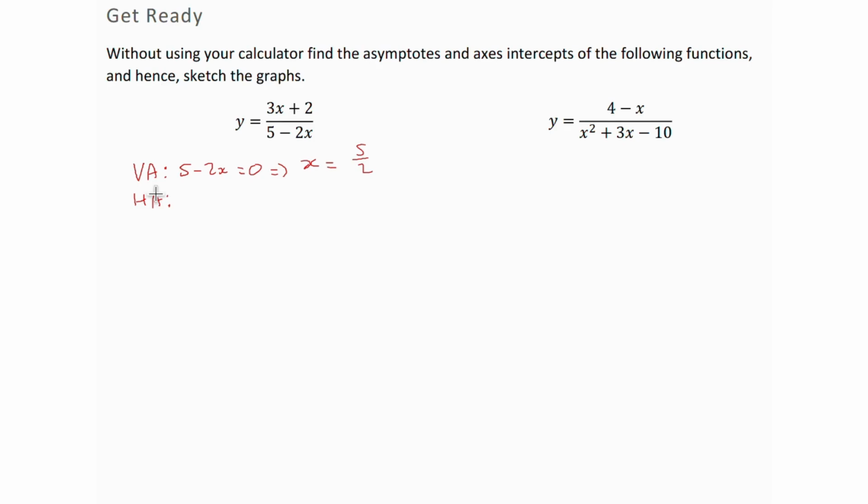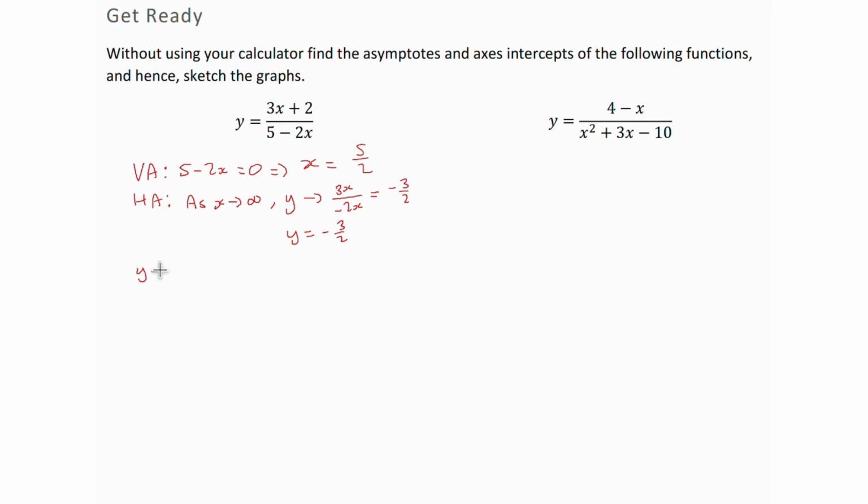The horizontal asymptote is what happens as x tends to infinity. So as x tends to infinity, in this case, y tends to, well, when x gets really big, 3x plus 2 tends to just 3x, and 5 minus 2x tends to minus 2x, which is equal to minus 3/2. So our horizontal asymptote is y equals minus 3/2.